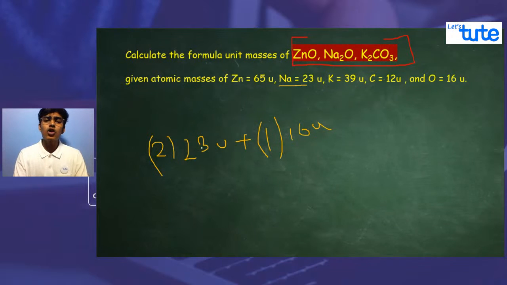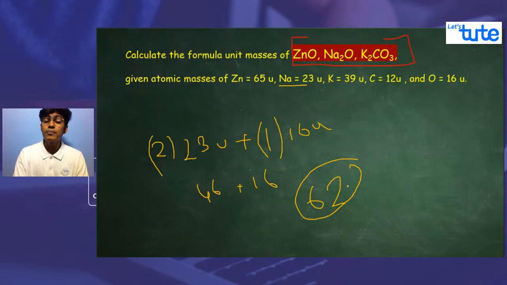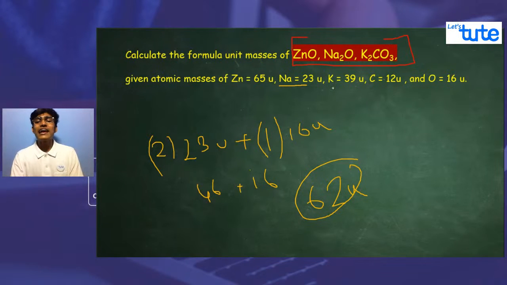Now we simply multiply and add all of them. So 16 multiplied by 1 gives us 16, and 23 multiplied by 2 gives us 46. Now we simply add both of them. 6 plus 6 is 12, carry 1. 1 plus 1 is 2, and 4 gives us 6. So this is our final answer, 62. But please don't forget to write down the unit. The unit is the same as atomic mass. It's unified mass, U. So this was about Na2O.